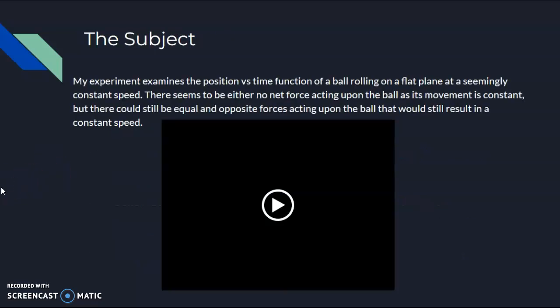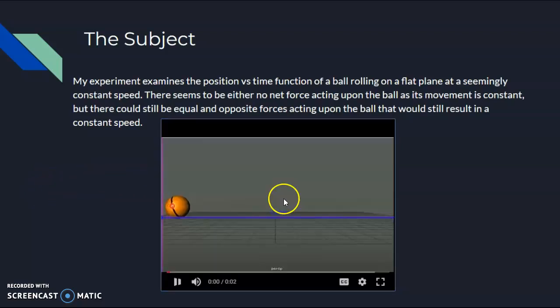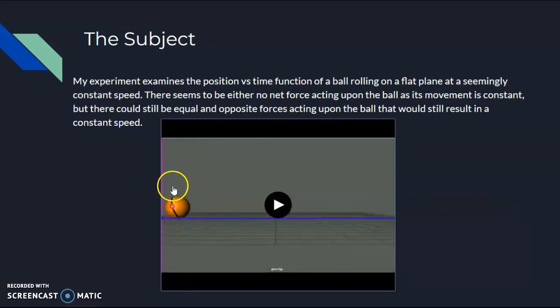Alright, the subject of my experiment. My experiment examines the position versus time function of a ball rolling on a flat plane at a seemingly constant speed. There seems to be no net force acting upon the ball as its movement is constant, but there could still be equal and opposite forces acting upon the ball that would still result in a constant speed. That's the video. The ball is moving on a completely flat plane, and it shows the tracker points as the ball rolls. And it seems to be at a constant speed.